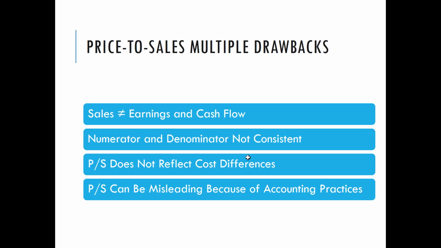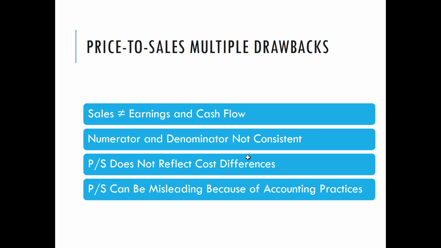Generally speaking, if we're going to look at a hierarchy, you'd probably use price to earnings over price to book, over price to sales. And you would only use the price to sales if the other two are not working out because they're both negative.